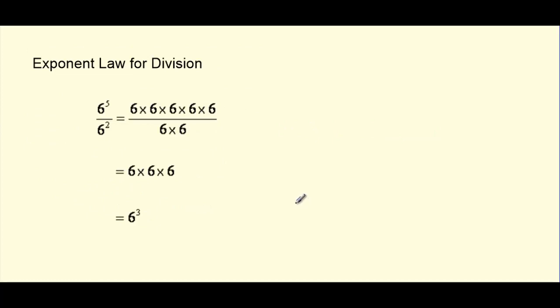You can see that division works the same way. 6 to the exponent 5 divided by 6 to the exponent 2. Well, if we write them out fully, 5 6's multiplying divided by 2 6's multiplying, some of these 6's can just cancel with each other, and we're left with just 6 times 6 times 6, or 3 6's, or 6 cubed left over. All we did here was subtract the exponents. So if we have powers with the same base that are dividing, we subtract the exponents.